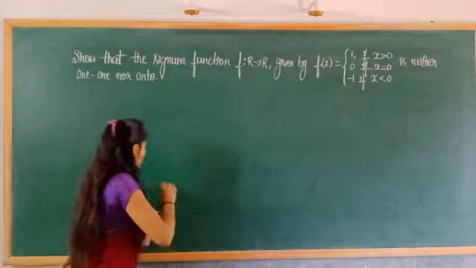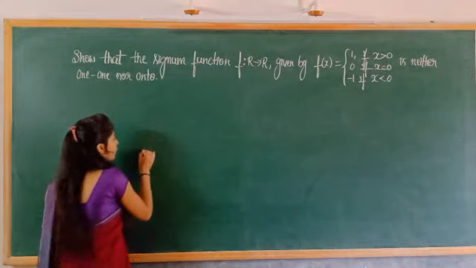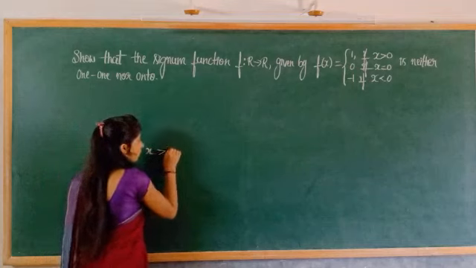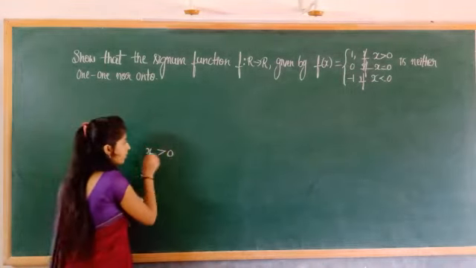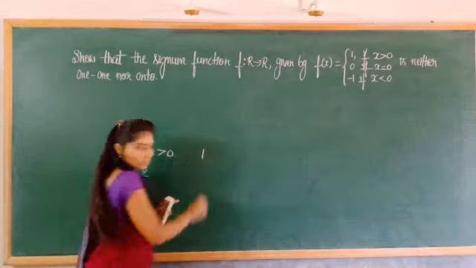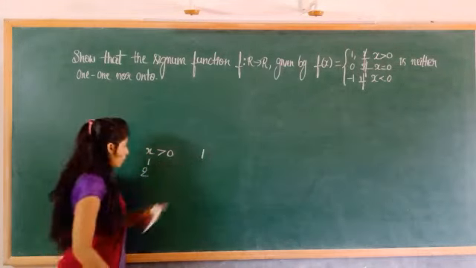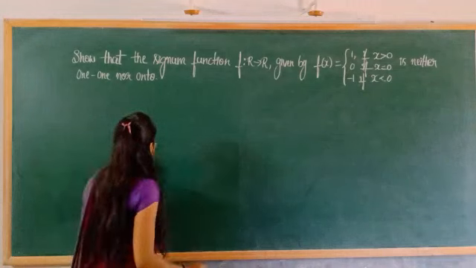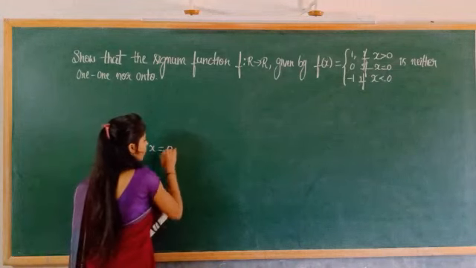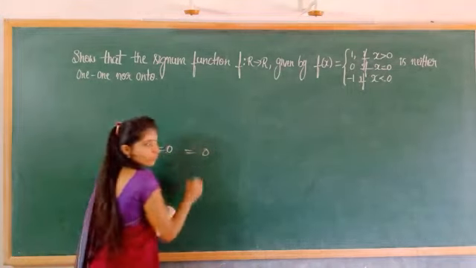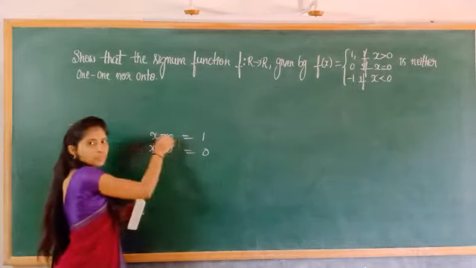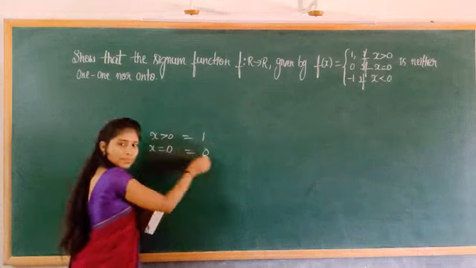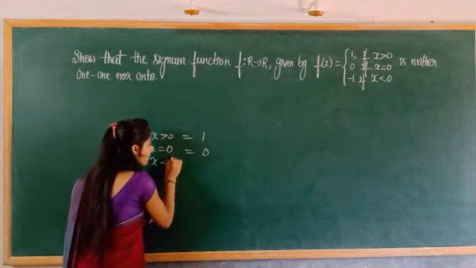Here you can take any value, 1.5, 2, 3 like that, greater than 0, then the value is 1 only. If you put x equal to 0, then the value is 0 only. I will write here: x greater than 0, that is 1. Equal to 0 means 0 only. If x is less than 0, that is minus 1.